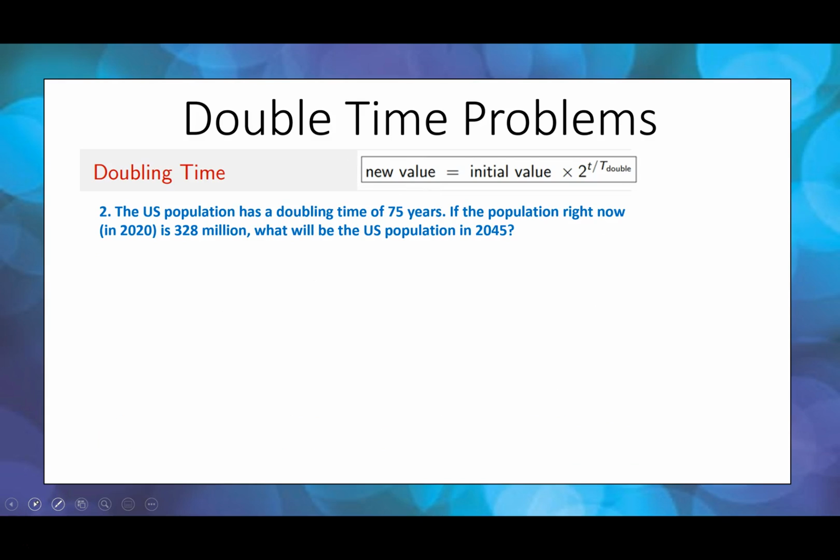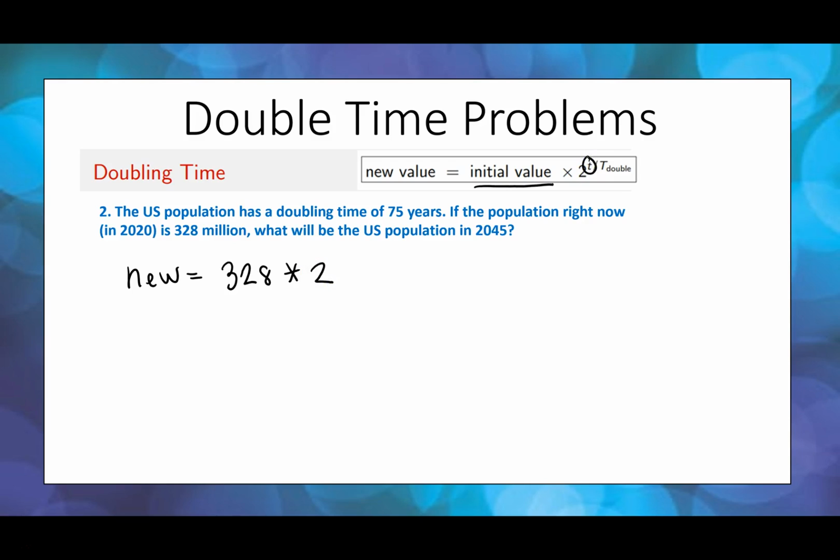All right, next one. The U.S. population has a doubling time of 75 years. That is true. If the population right now is 328 million, also true, what's the population in 2045? Well, our new is going to be equal to our initial value, which is 328 million, times 2 raised to the power of lowercase t.